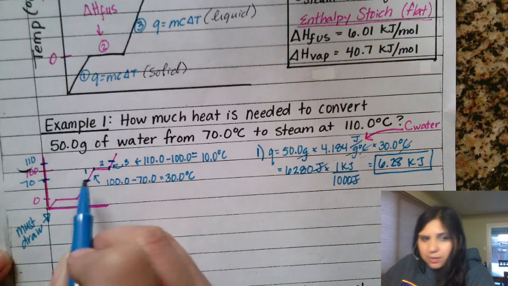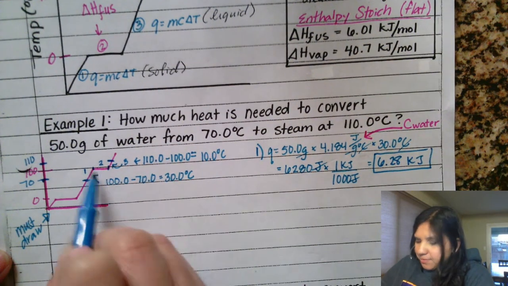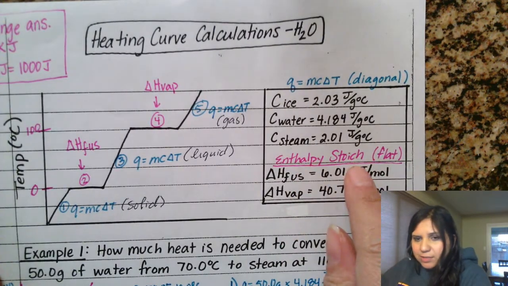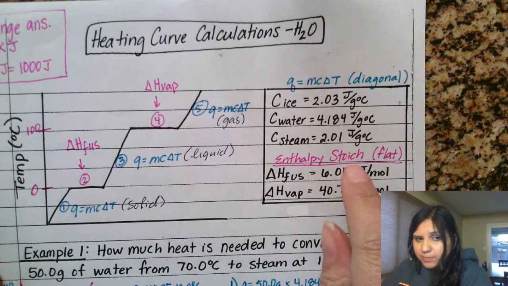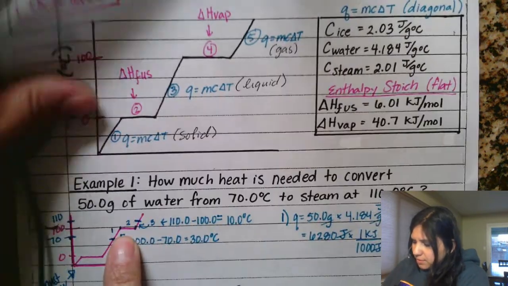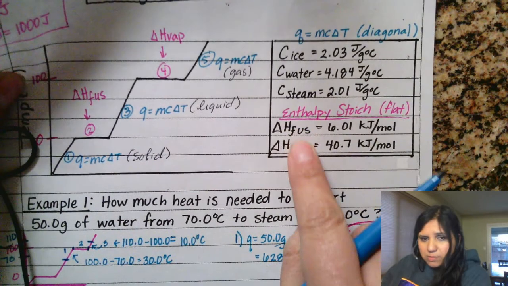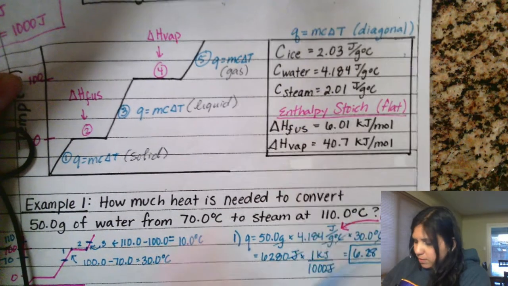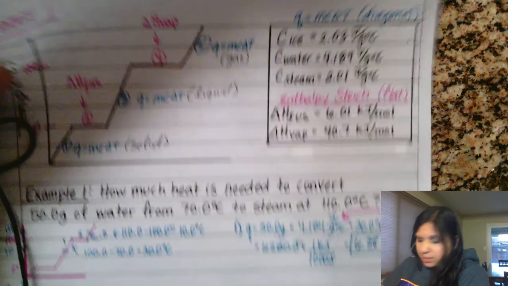All right, let's do line segment number 2. That's a flat line. That's a plateau. And the flat lines, you are using enthalpy stoichiometry. So let's do that. Actually, which flat line is this? Do I use enthalpy fusion or vaporization? Well, I'm at the top, so I'm going to use vaporization.